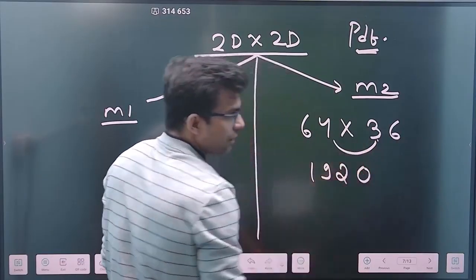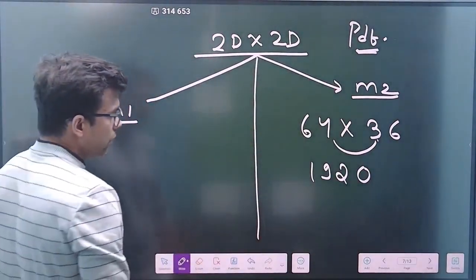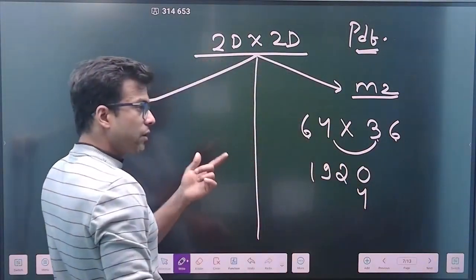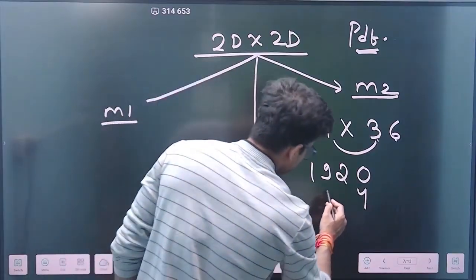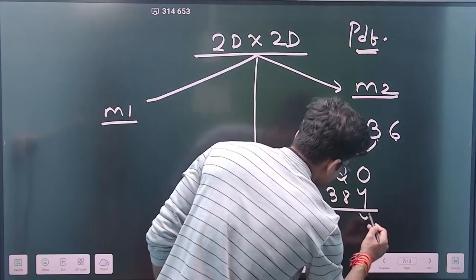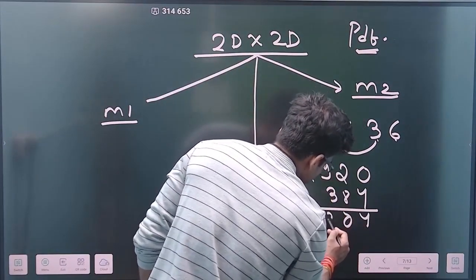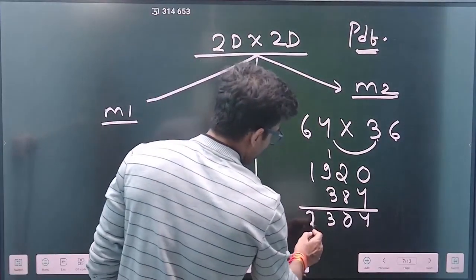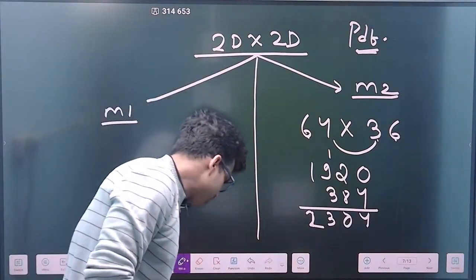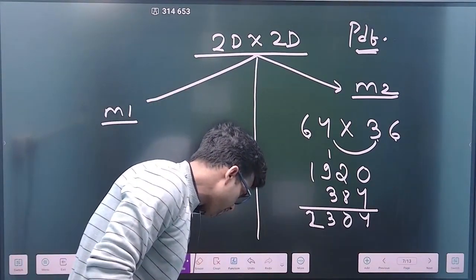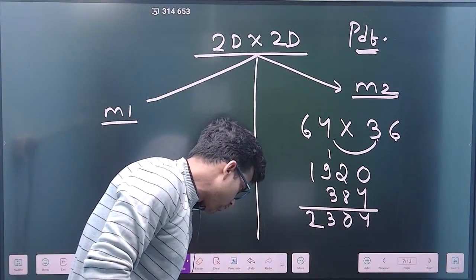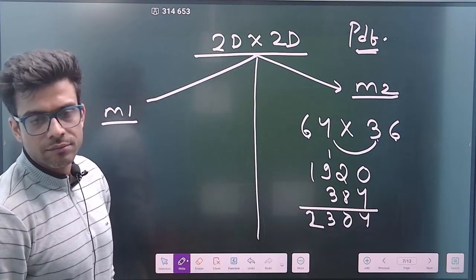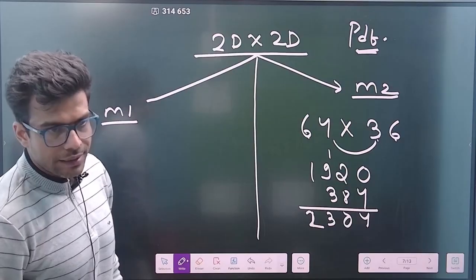Okay. 6 4s are 24. Remember, 6 4s are 24. Put 4 over here. And 6 6s are 36. 24, 36 becomes 38. So this will become 38. Just add this number: 4, 10, 3, 1. So that would be, sorry, 2304. Is it right? I hope this is clear.